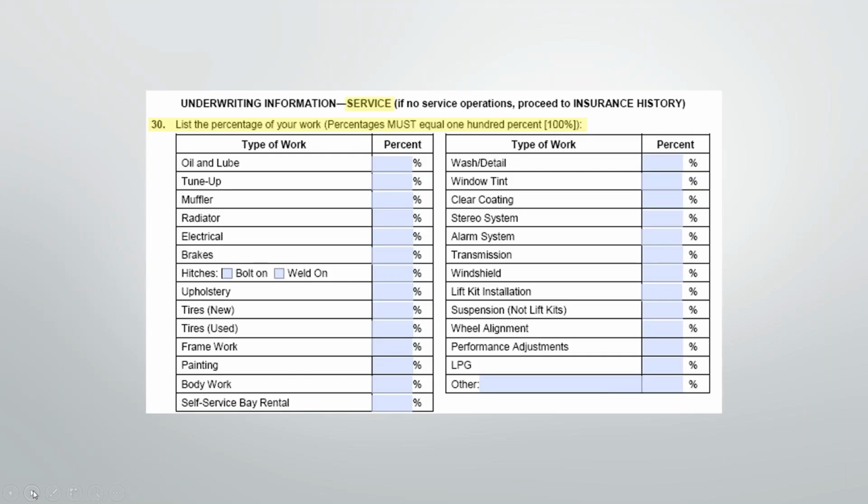All right, so this is kind of a big grid. The repair shops do a lot of different things, and I don't want under the other category to say repair operations.